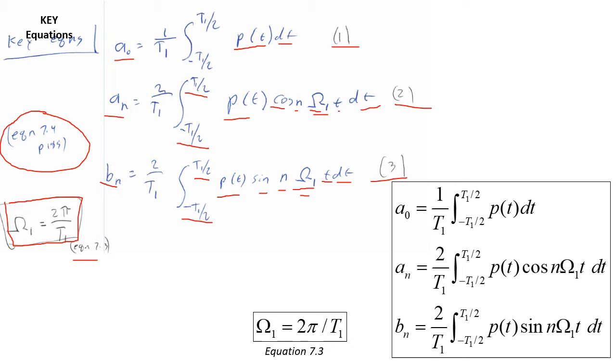Now down here on the bottom right of the slide, I've typed these out as well. It's a little bit clearer to read, and you can reference back to these. And this is a great problem to reference back to if you ever need to look at these equations from 7.4 on page 185 of our text: a naught, a sub n, b sub n, and our omega 1. So now we have one page that we can reference back to for all our key equations as we begin the solution to this problem.